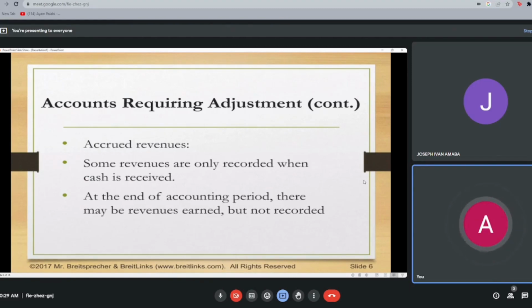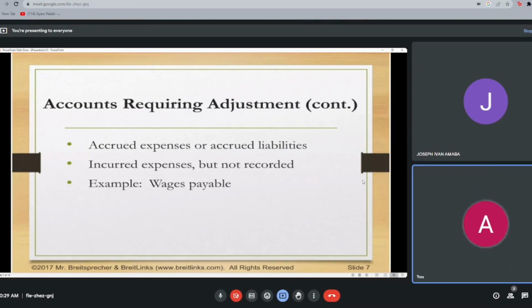Accrued revenues. Some revenues are only recorded when cash is received. At the end of the accounting period, there may be revenues earned but not recorded. Accrued expenses or accrued liabilities are incurred expenses that are not recorded. For example, wages payable.